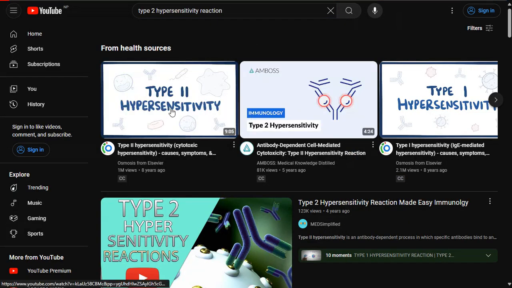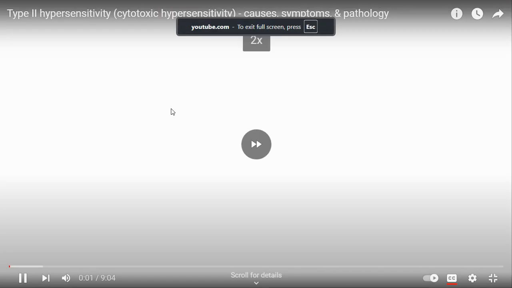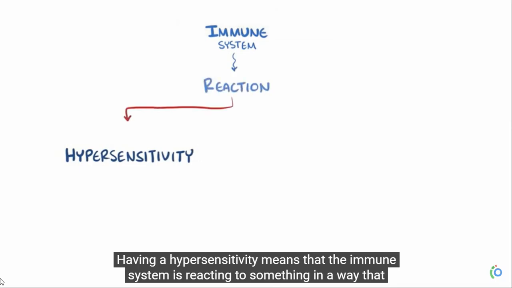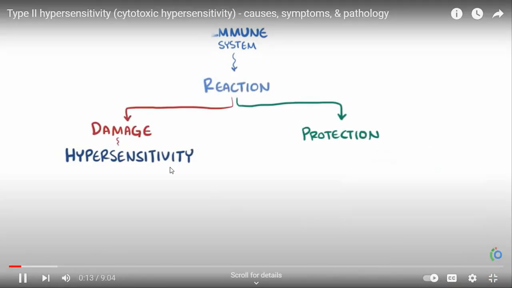I think Osmosis has a very good video on it. Having a hypersensitivity means that the immune system is reacting to something in a way that damages the body rather than protecting it. There are four different types of hypersensitivities.